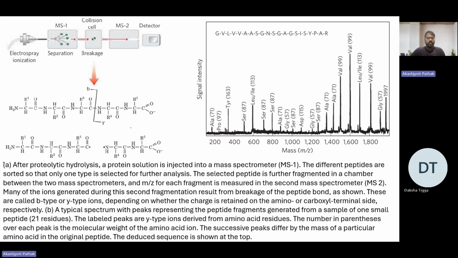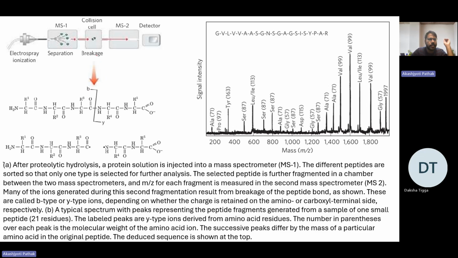This figure is again from the book Lehninger. So you can see here that after proteolytic hydrolysis, a protein solution is injected into a mass spectrometer. So this is your MS1, which is the first mass spectrometer. Now the different peptides are sorted so that only one type is selected for further analysis. So the different peptide fragments will be sorted in the first mass spectrometer, and this selected peptide is fragmented further.